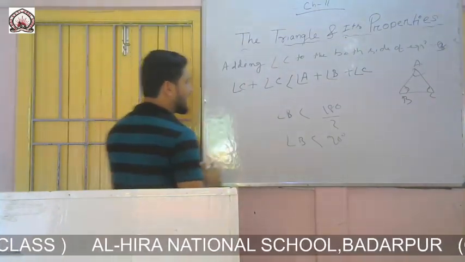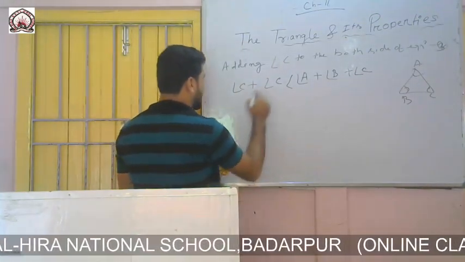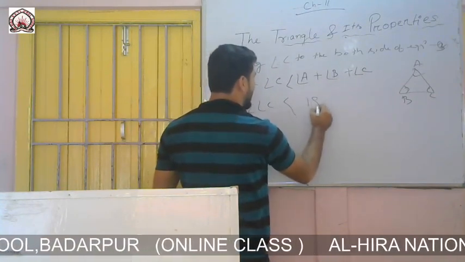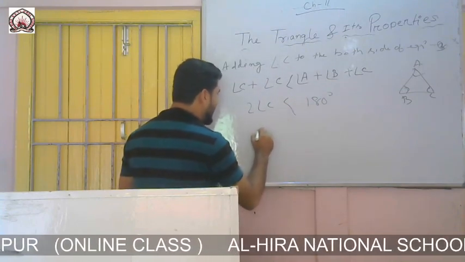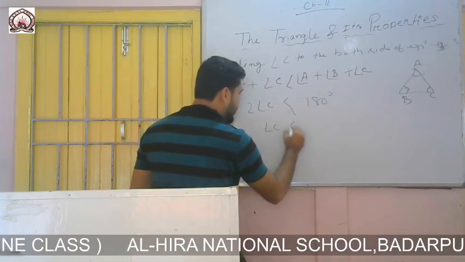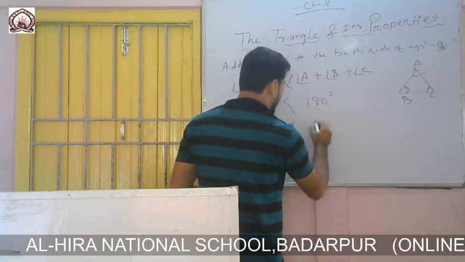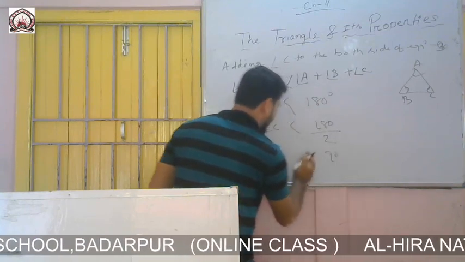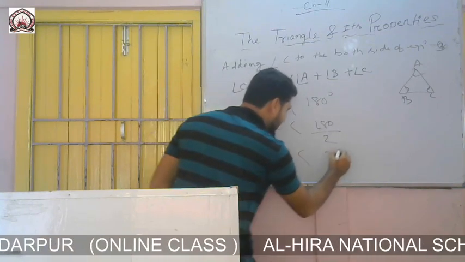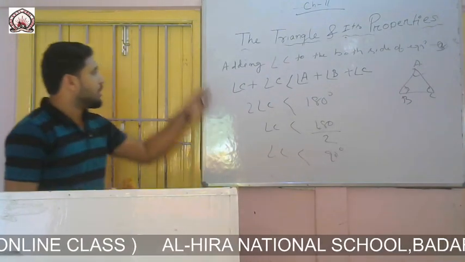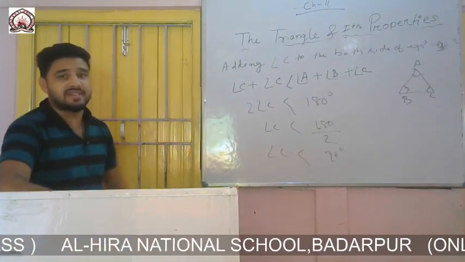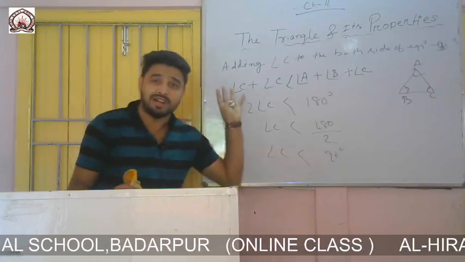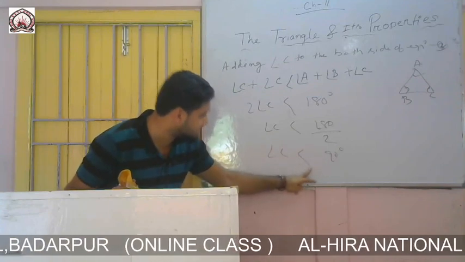Now you see there are two angles C, so you can write 2 angle C less than angle B plus angle A plus angle B plus angle C equals 180 degree, as I said earlier. So angle C will be less than 180 degree divided by 2. Then angle C equals to what? 90 degree. Sorry, not equals to, angle C less than 90 degree. So we have seen in the 3 cases, angle A is less than 90 degree, angle B is also less than 90 degree, and angle C is also less than 90 degree.